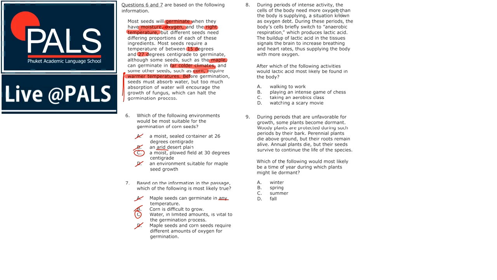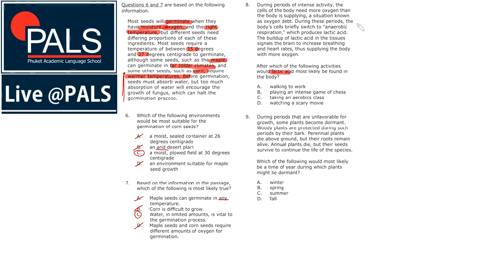During periods of intense activity, the cells of the body need more oxygen than the body is supplying, a situation known as oxygen debt. During these periods, the body cells briefly switch to anaerobic respiration, which produces lactic acid. The buildup of lactic acid in the tissues signals the brain to increase breathing and heart rates, thus supplying the body with more oxygen. After which of the following activities would lactic acid most likely be found in the body?